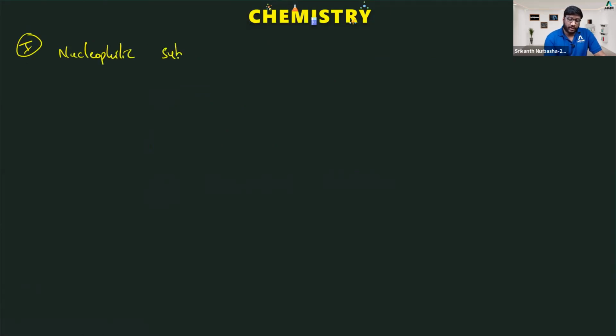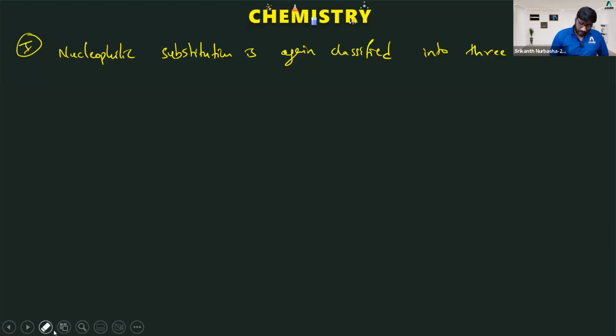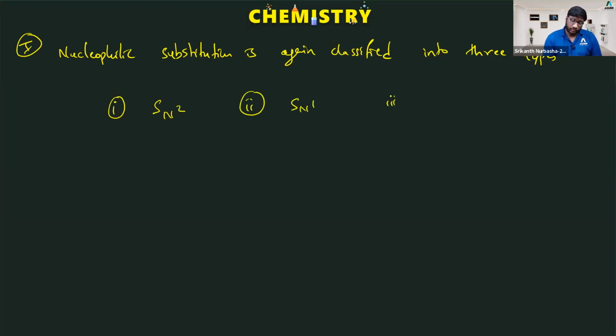Nucleophilic substitution is again classified into 3 types. What are those 3 types? Nucleophilic substitution is divided into how many types? 3 types. SN2, SN1, and SNi. So we'll start with the first one, the SN2 reaction.